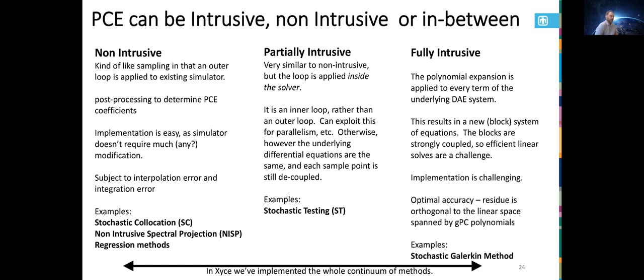You basically have to rewrite a big chunk of it. You have to have some kind of way of taking your original DAE system and transforming it. So you have to have a new layer in your simulator that'll do that. And then once you've done that, you wind up having a new block matrix system that has its own challenges for solving, right? So the implementation is kind of challenging. On the other hand, there's at least some analysis out there that says the accuracy is more optimal. The residue is orthogonal to the linear space that's spanned by the polynomials. So there's some reason to believe that this can be a more accurate way to go.